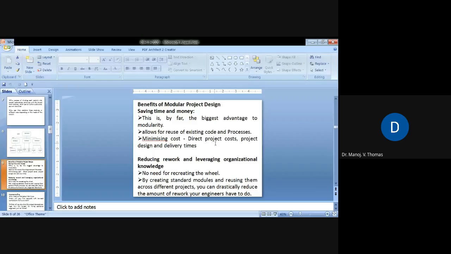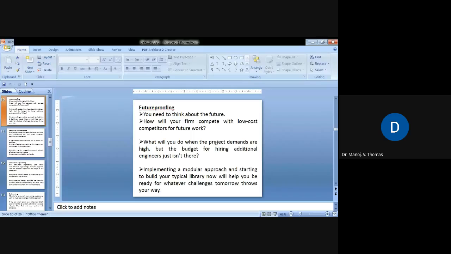Second one, reducing rework and leveraging organizational knowledge. So reducing rework, because the same thing which is done already, you don't need to do it again. So no need for recreating the wheel or reinventing the wheel, because the wheel is already there. Wheel has been invented, so you can just use the wheel. So by creating standard modules and reusing them across different projects, you can drastically reduce the amount of rework your engineers have to do. Future proofing.